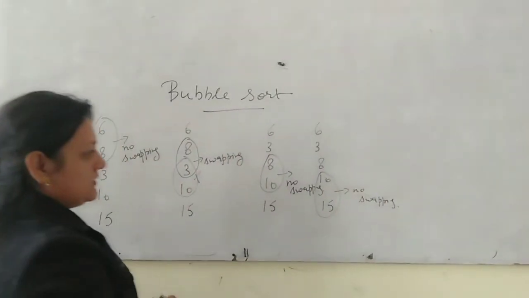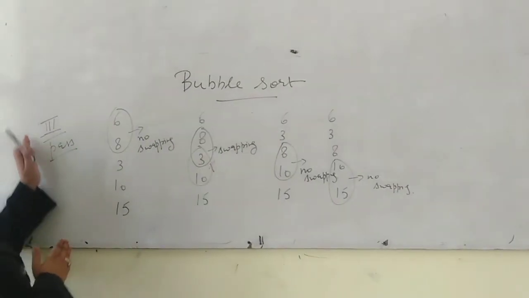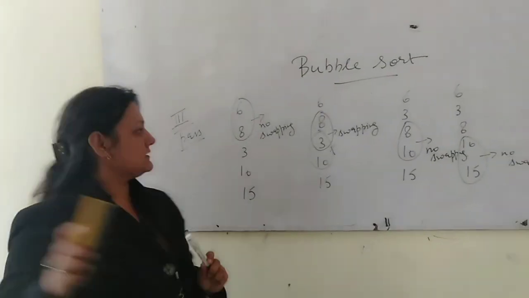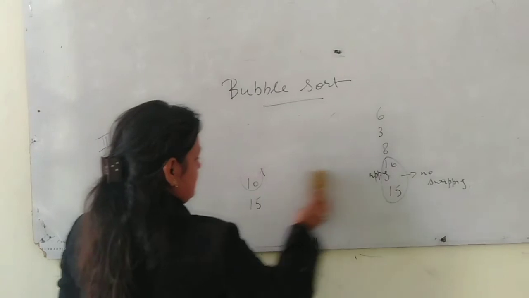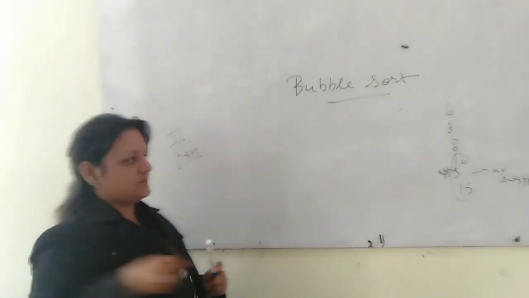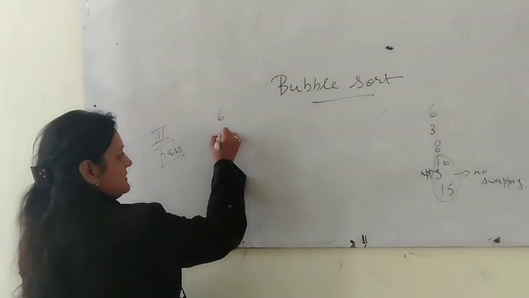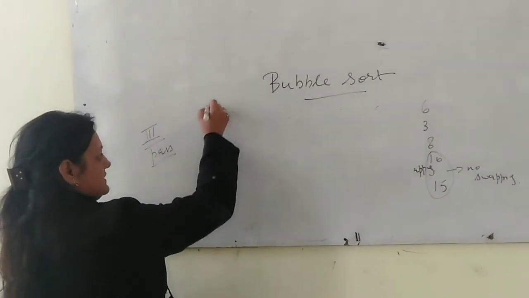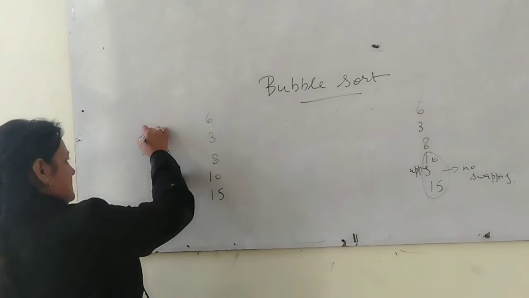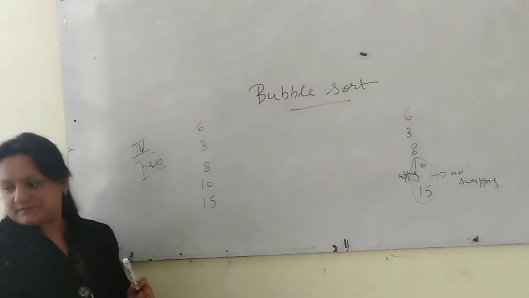So in total, this way, a fourth pass will be there, right? This way, the fourth pass entry would be 6, 3, 8, 10 and 15. This is the fourth pass.